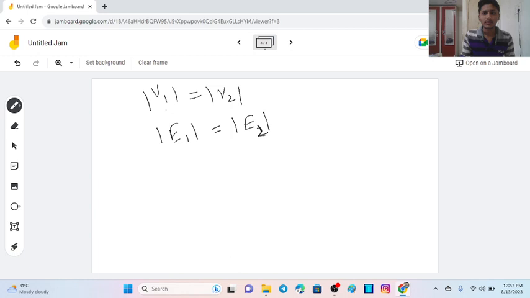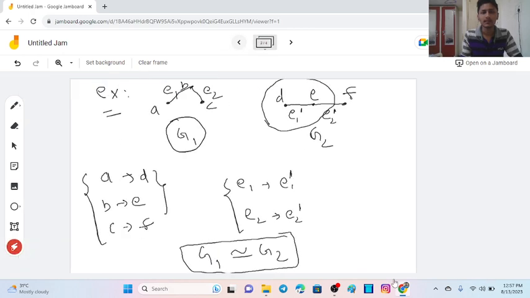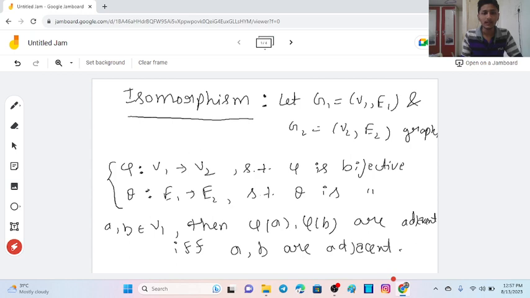Okay. So first of all, we will check these two conditions. If these two conditions don't hold, then obviously the graphs will not be isomorphic. So if these two conditions hold, then we will check the further condition, that is, whether A and B are adjacent and phi of A and phi of B are adjacent or not. Okay, then we will identify whether the graph is isomorphic or not.